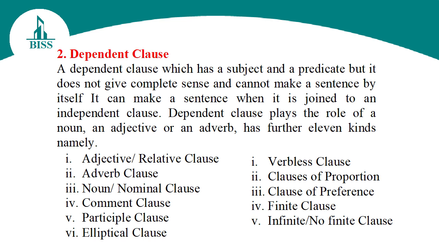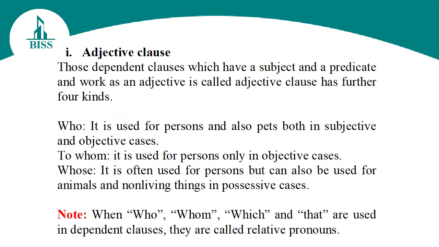Dependent clause is the second kind of clause. A dependent clause has a subject and a predicate but it does not give complete sense and cannot make a sentence by itself. It can make a sentence when it is joined to an independent clause. A dependent clause plays the role of a noun, an adjective or an adverb. It has eleven further kinds, namely.